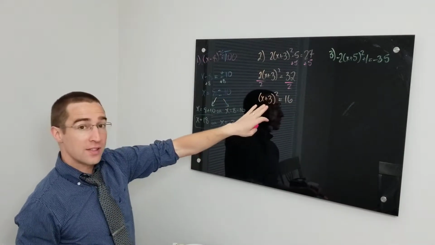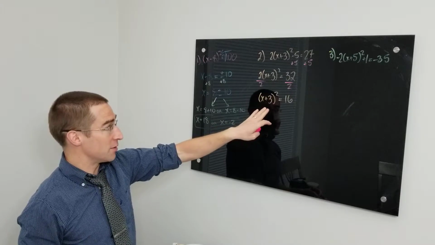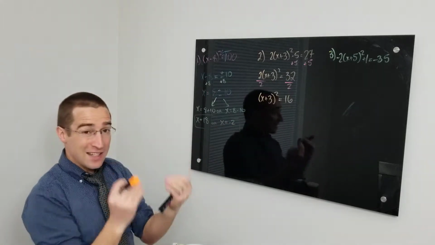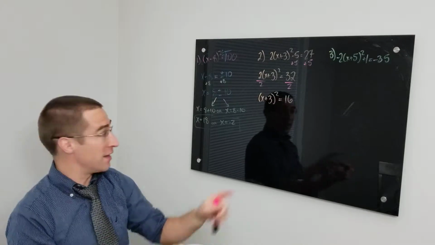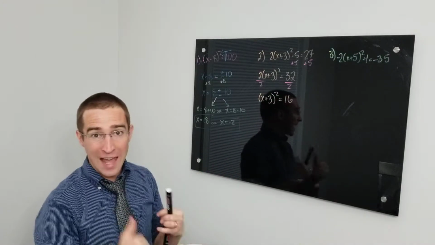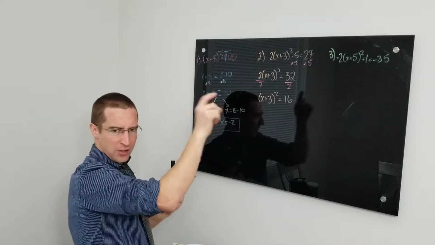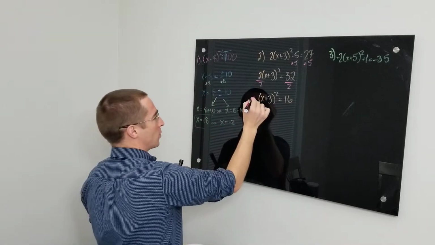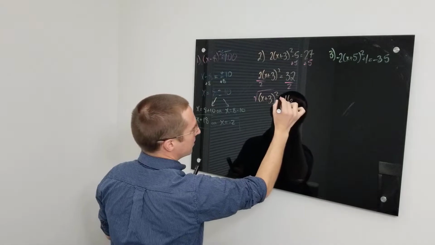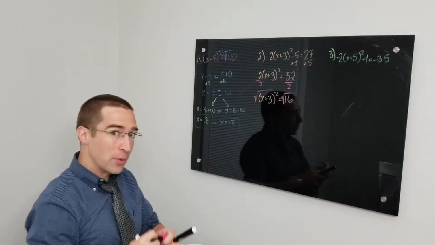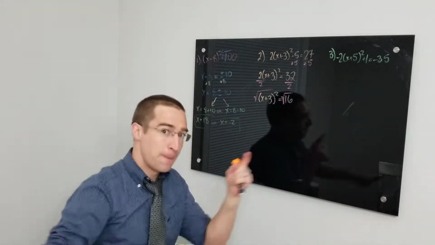Even though there's a plus 3 inside this parentheses, there's a plus 3 happening to the x, right? It's inside that square, so we've got to get rid of that squared part first before we can attack that plus 2. So I've got to get rid of the square. The way we get rid of the square, that exponent of 2, is by taking the square root on both sides. And what do we need to remember when we're taking the square root on both sides?